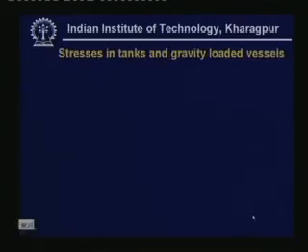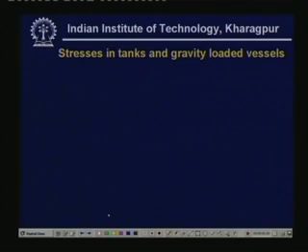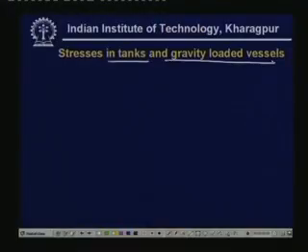Now, let us look at one or two more things. Here we have considered only pressure vessels where the pressure was uniform, but in some cases, like in tanks or in gravity loaded vessels, the pressure may not be uniform, and we will have to consider the weight of the liquid as such. We have not considered the weight of the liquid in the design so far.